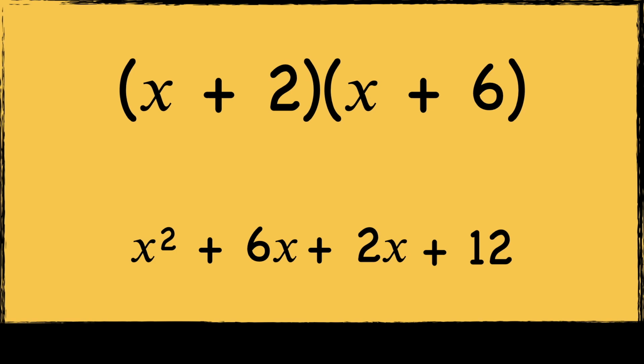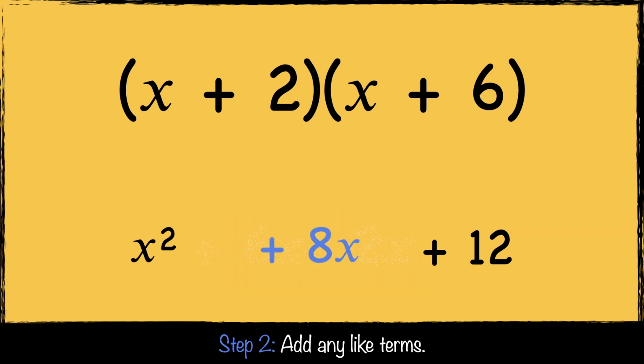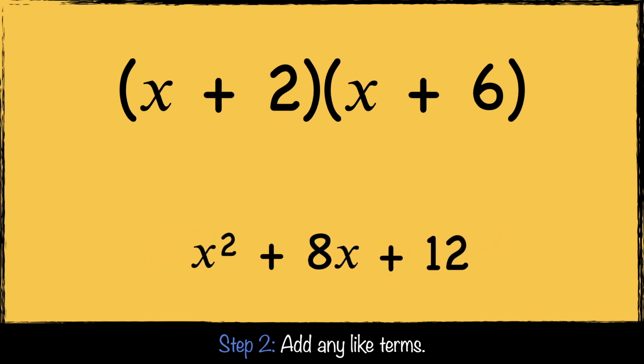After expanding the brackets, the expression we have is x squared plus 6x plus 2x plus 12. To simplify, we look for like terms to combine. In this case, 6x and 2x are like terms because they both contain the variable x. Adding them together, we get 8x. So the simplified expression becomes x squared plus 8x plus 12.